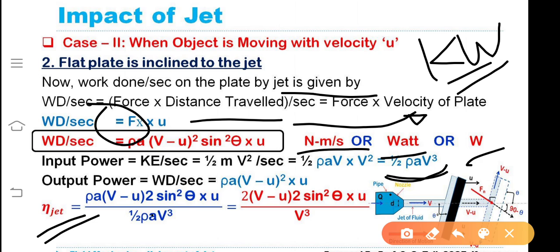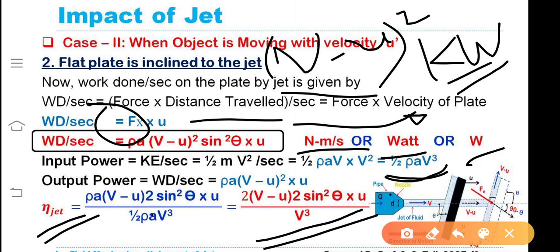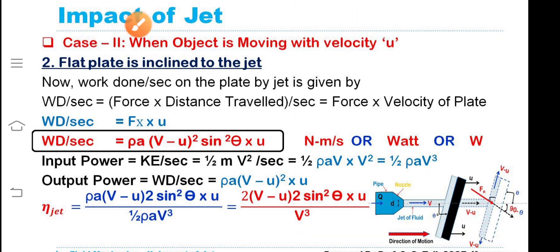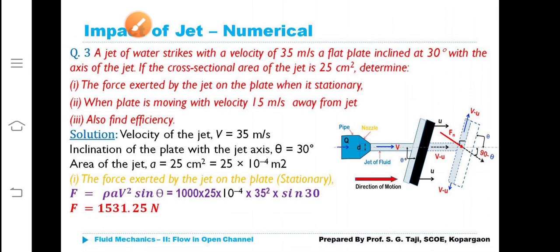Rho A (V minus U) whole squared, multiplied by sin squared theta, multiplied by U, divided by half rho A V cube. If you simplify, you will get this equation. I need not spell it out. Next slide.